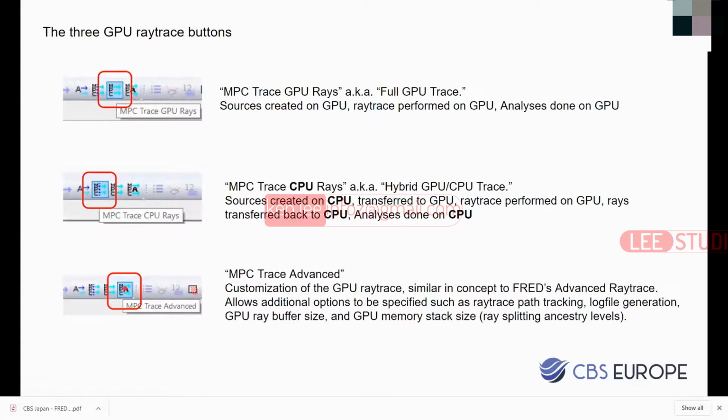And then the third button is MPC Trace Advanced. It brings up an advanced settings window. For FRED users listening, it's very similar in concept to FRED's advanced ray trace dialog. It allows a few customized options, such as if you want to keep track of the ray trace paths, generate a log file if you want to check for errors, and you can do some settings in terms of how much memory the GPU is being allocated for the ray trace and so on. Little sort of adjustments for the ray trace if you need to improve things or there are some problems you need to get around.